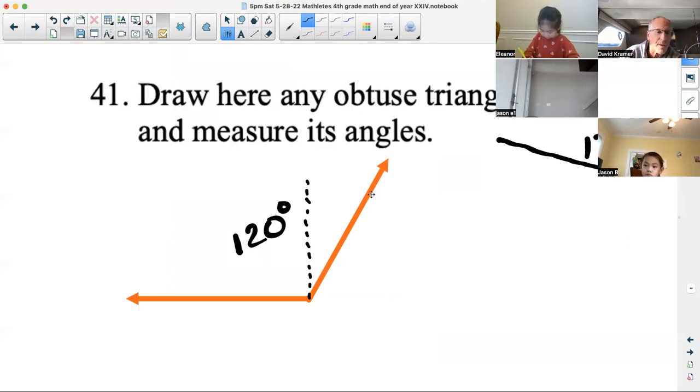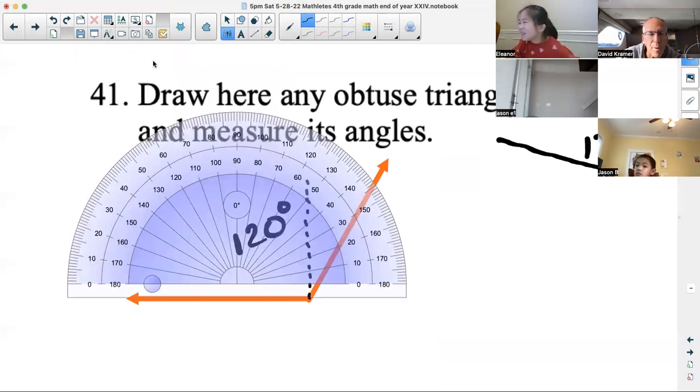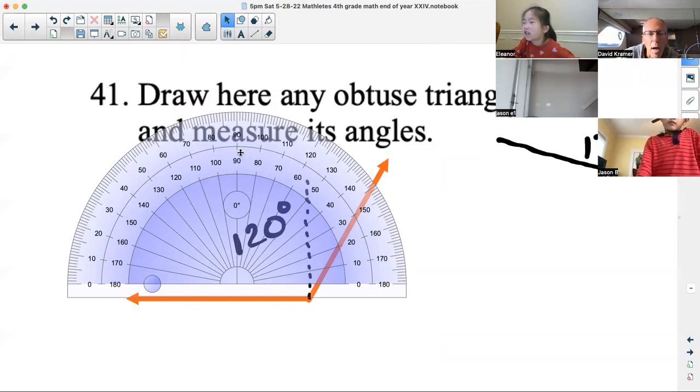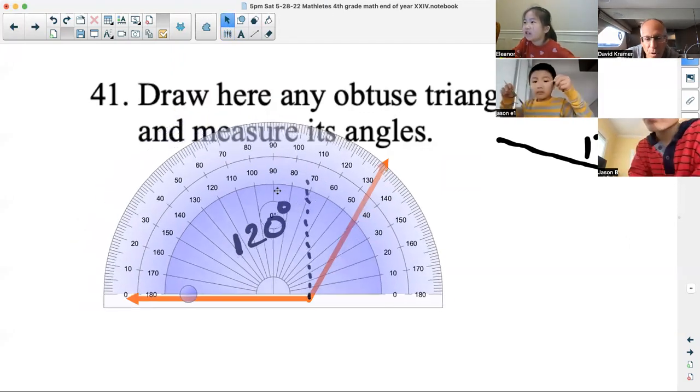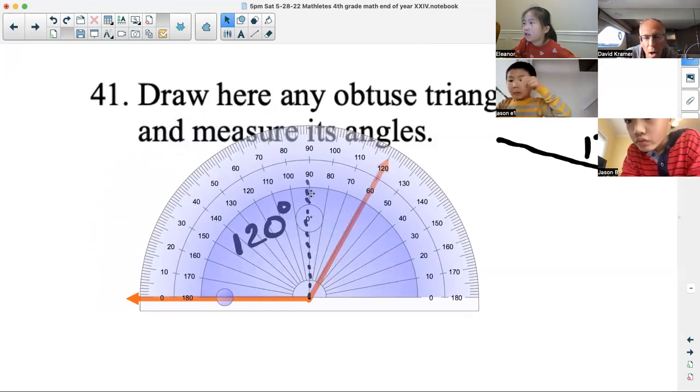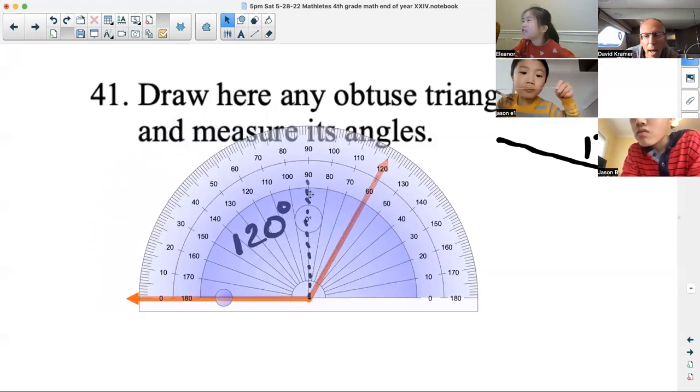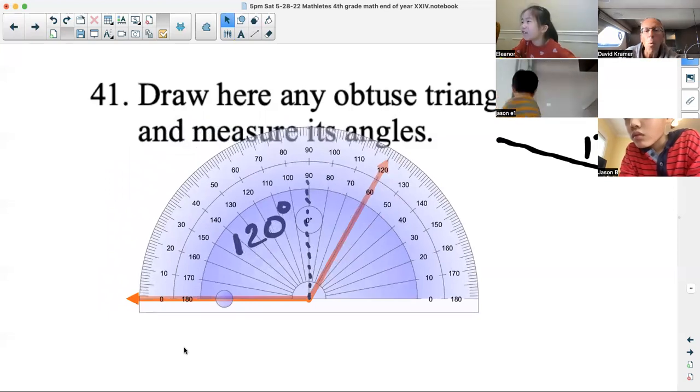170 degrees. Now, Eleanor, let's test Mr. Kramer's and Jason B. I want you to watch this. Jason E., if you'll come back, that'd be awesome. And I'm going to move this over. I have to be able to just move it. Oh boy. That's 120. Wow.